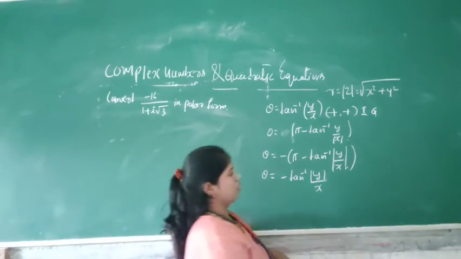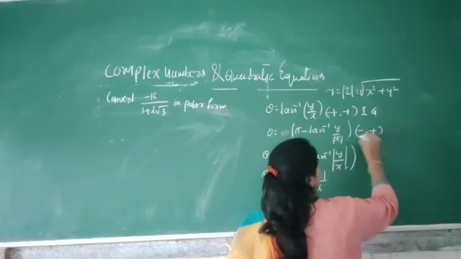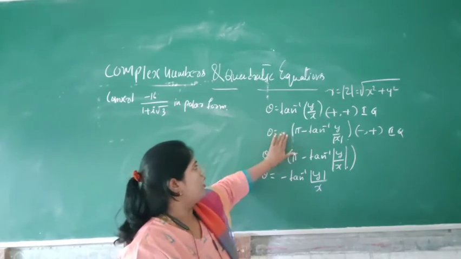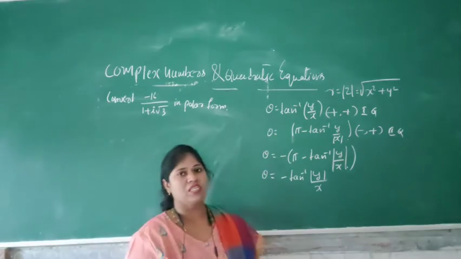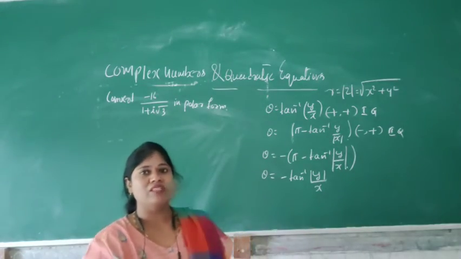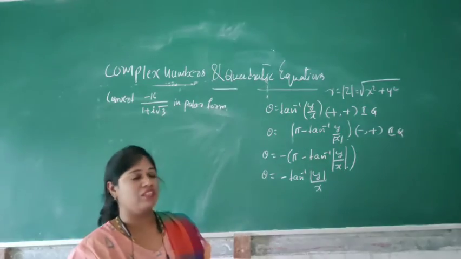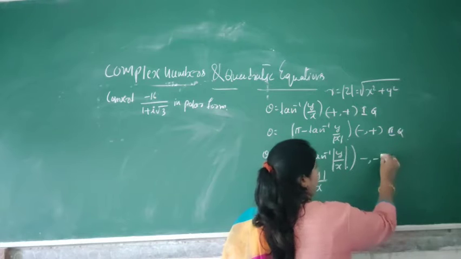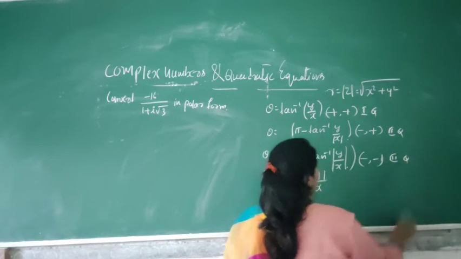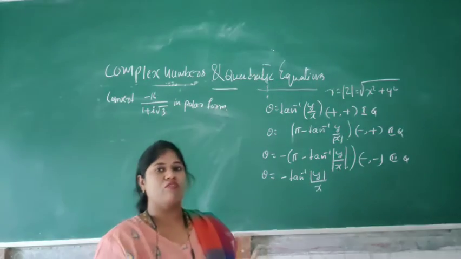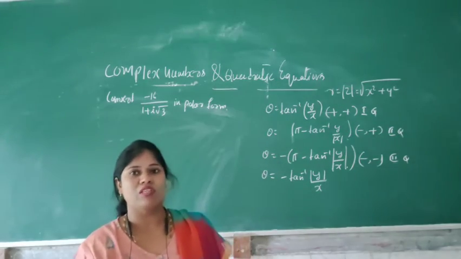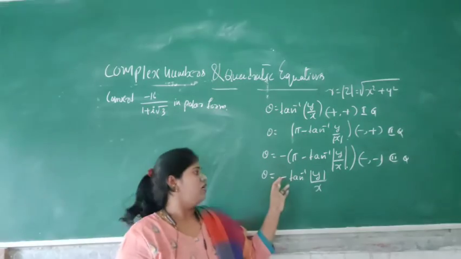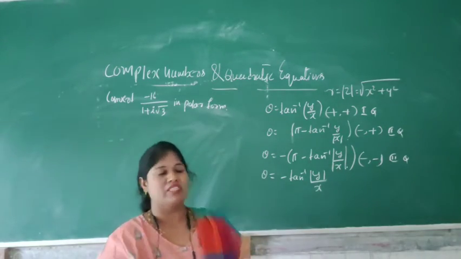If it is in the second quadrant, minus plus, then theta lies in the second quadrant, and we apply theta equals pi minus tan inverse of y divided by modulus of x. If it is in the third quadrant, minus minus, the formula is theta equals minus of pi minus tan inverse of modulus of y divided by x. If it is in the fourth quadrant, theta equals minus tan inverse of modulus of y divided by x.